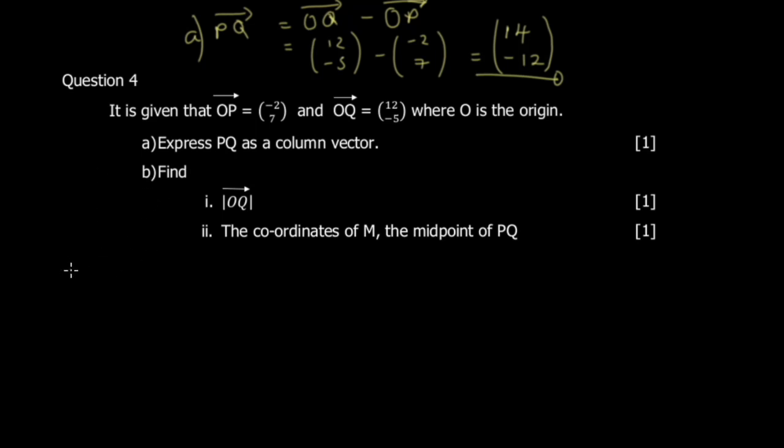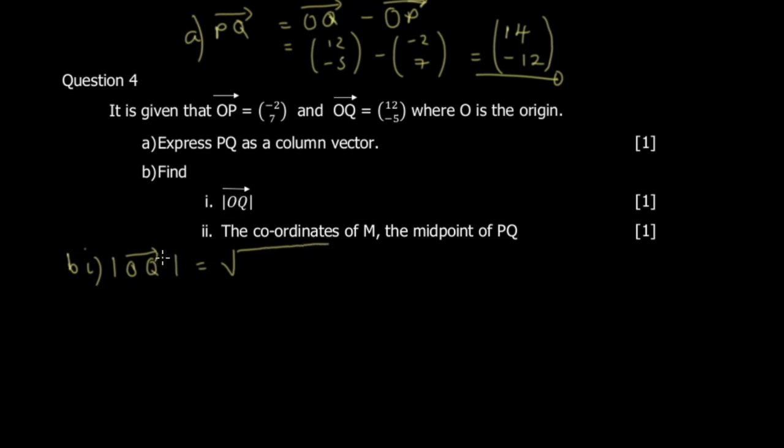Part B1 says find OQ, so the magnitude of OQ. OQ you already have. So what you do is you just write your statement as given. These bars only mean size or magnitude, and then OQ.